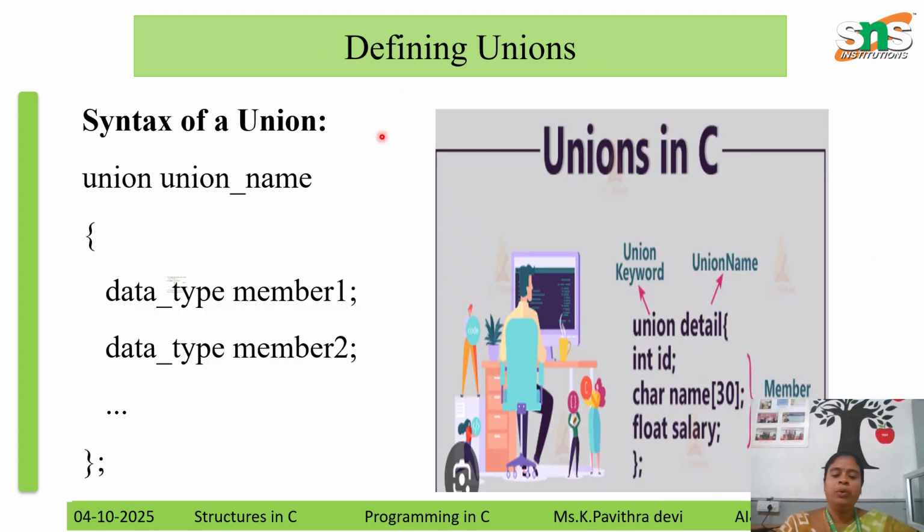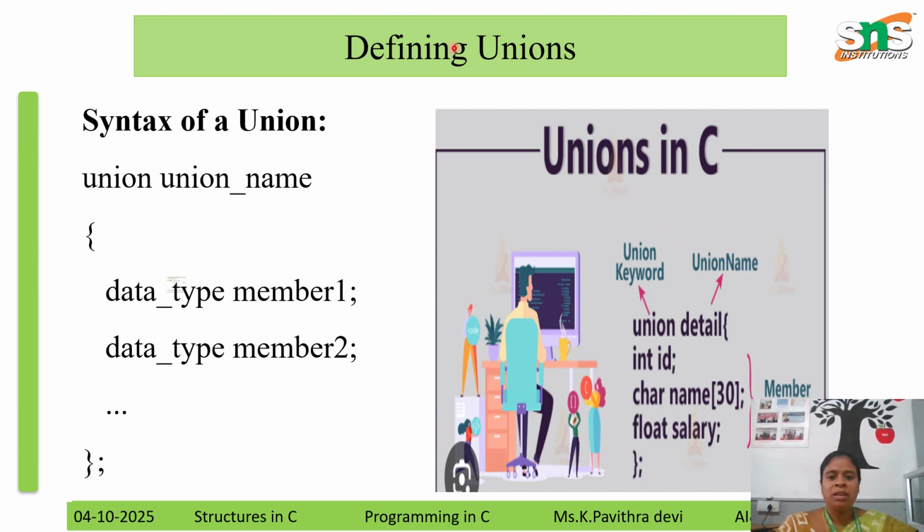Next one, defining union. Memory sharing: all the members occupy the same location. Only one active member at a time. Assigning a new member overrides the previous value. Declaring a variable after the union, the syntax is union and then the union name. The union name is a user-defined name, and then data type member 1 and data type member 2, as many data members as we need. We declare the types, close with curly braces, and end with a semicolon. The structure is closed.